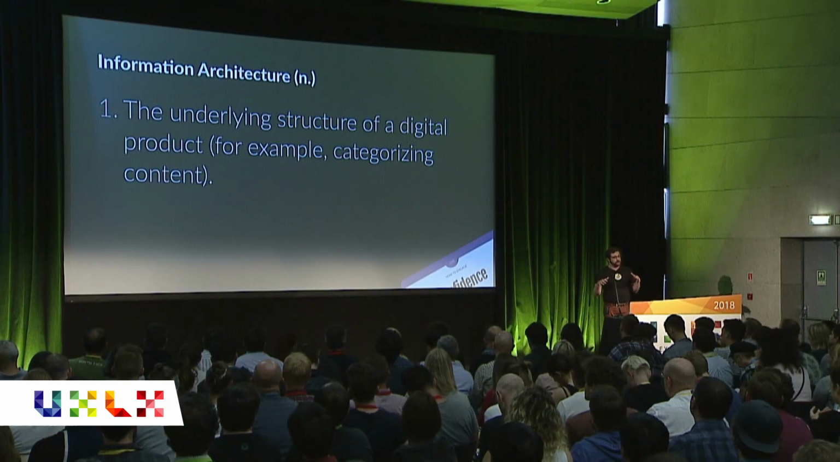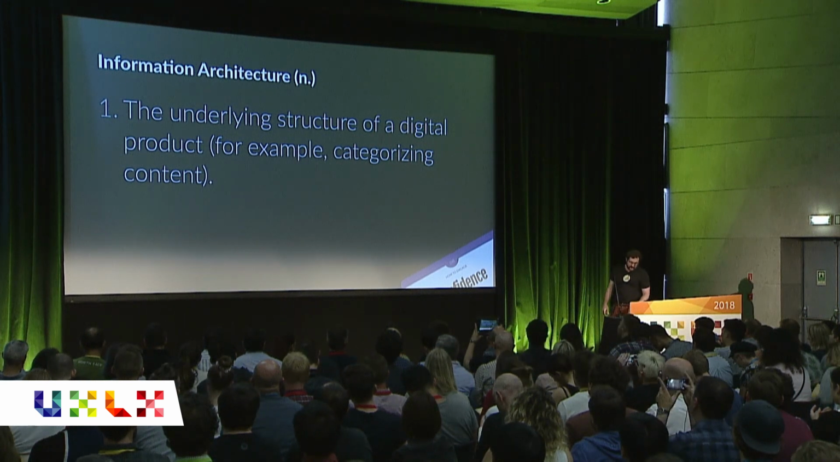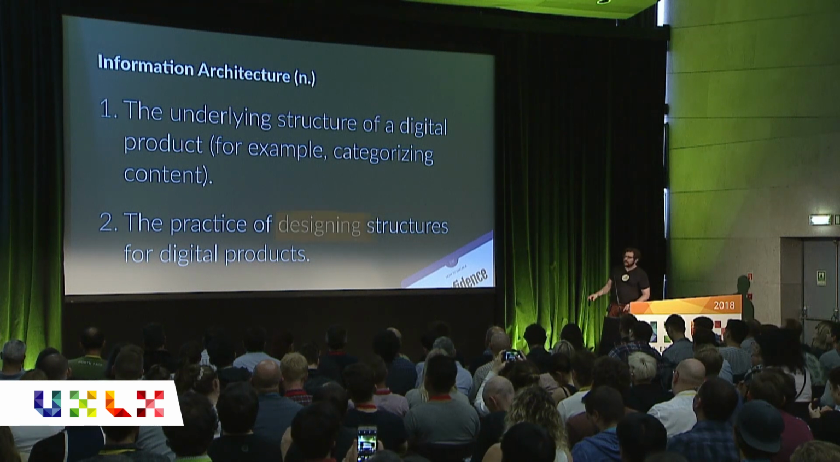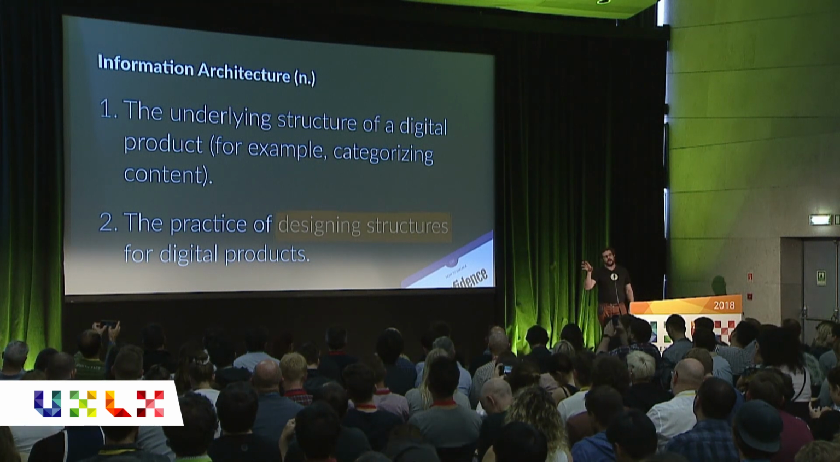Before we get into what a lens is, let me define information architecture for those of you who do not know or are not as familiar with it, or who just need to see my definition. IA refers to the underlying structure of a website. It's also the practice of designing such structures. And it's really that aspect of IA that I'll be focusing on for the next 20-ish minutes.